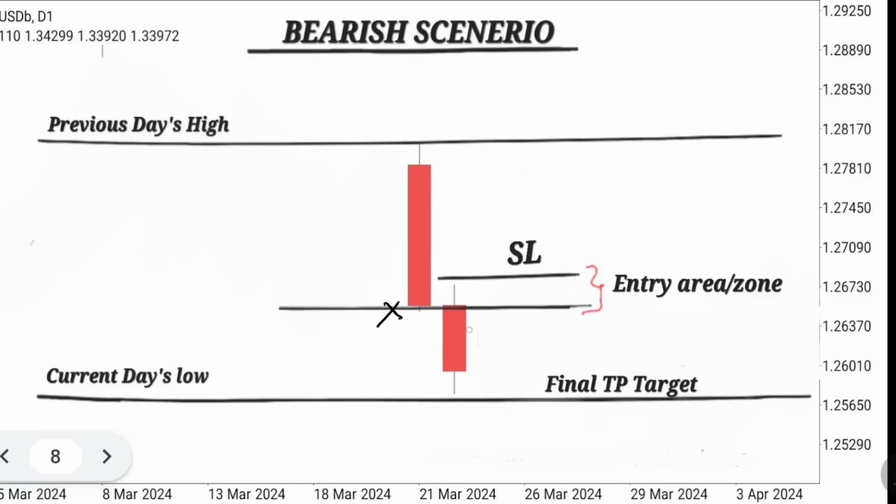All right, for the bearish scenario, and this is the wick. So this is the intersection, and this is where we're looking to take our trades from. We're looking for the market to pull back to this point, to this zone. This will actually be a supply zone.